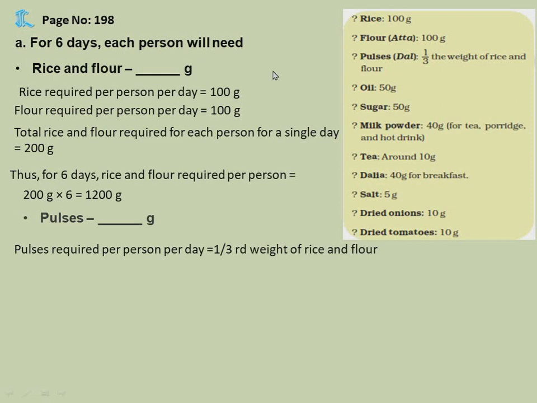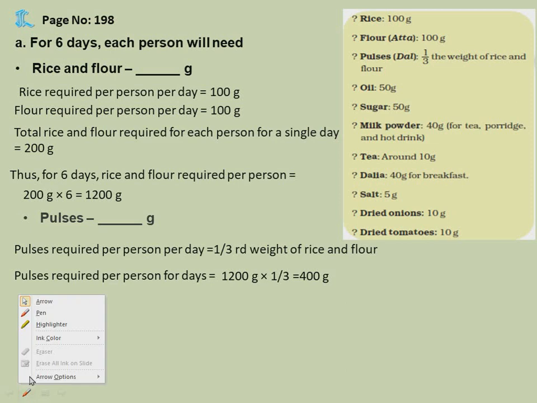What is the weight of the rice and the flour? Just now we calculated for 6 days. For 6 days it is 1200. So what you will do? 1200 multiplied by 1 by 3.